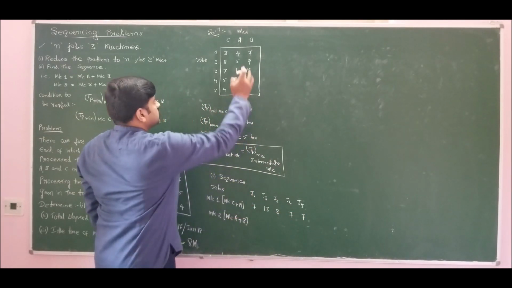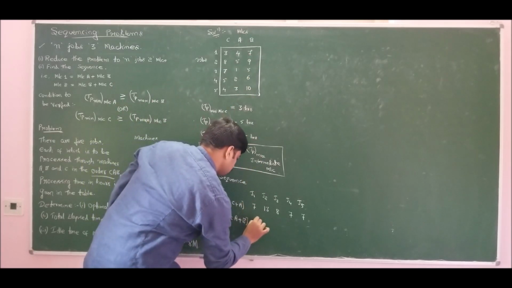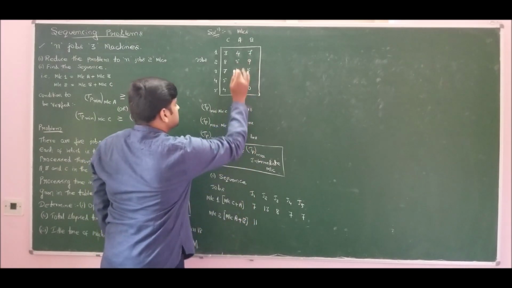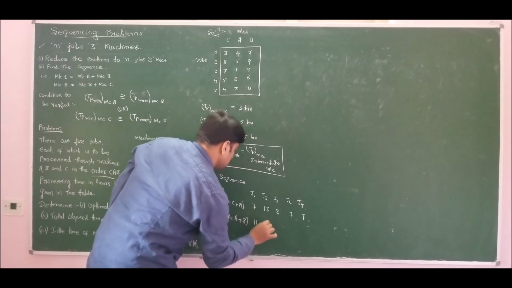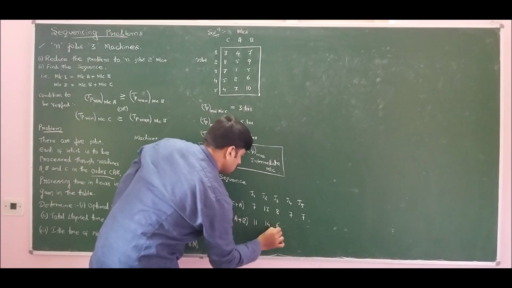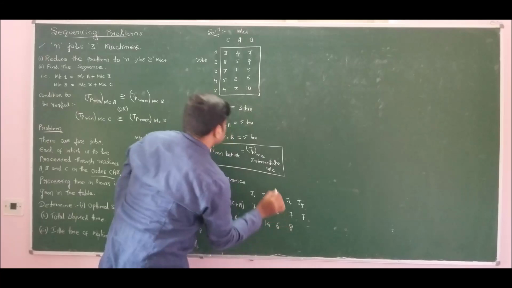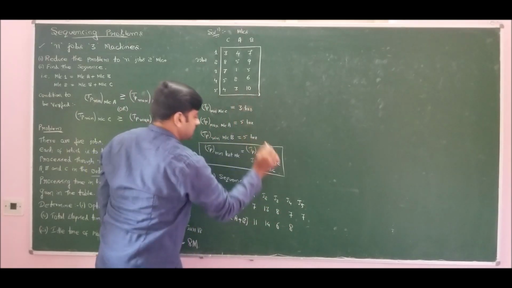For machine 2, it is A plus B. 7 plus 4 is 11, 9 plus 5 is 14, 5 plus 1 is 6, 6 plus 2 is 8, 10 plus 3 is 13.